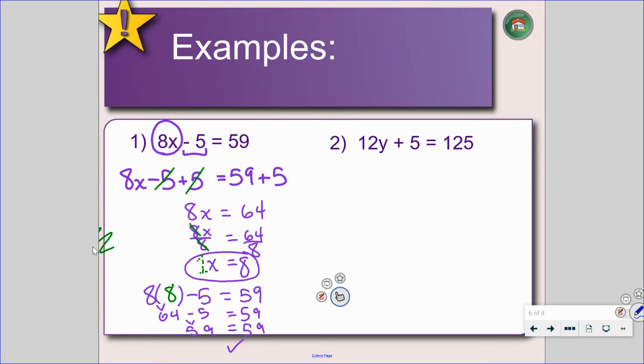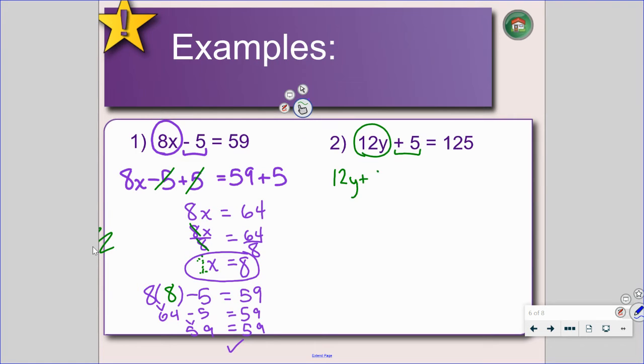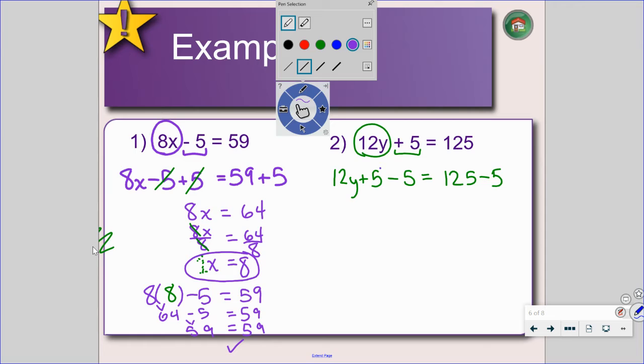Now let's take a look at number 2. Look at how number 1 and number 2 are similar. They both have multiple envelopes of money. They both have a 5, but in this case, we have a plus 5. Over there, we had a minus 5. So how do we get rid of those 5 extra dollars? Well, this is more similar to the example that we did on the previous page, where we're going to have to subtract. Why does that work? Because 5 minus 5 makes 0, leaving us with 12 envelopes of money is equal to $120.